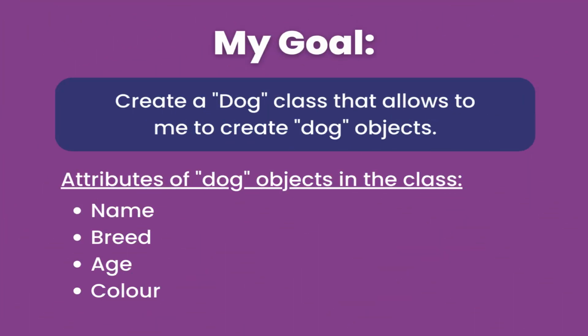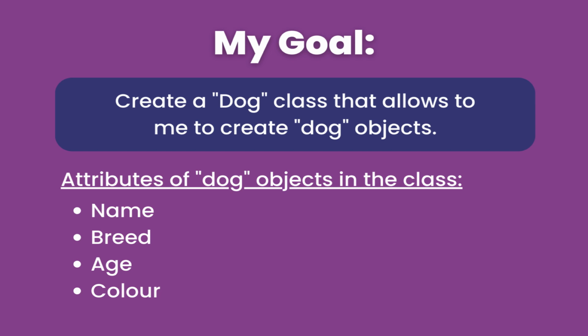Now let's say that I wanted to create a class that serves as a blueprint for creating an object that is a dog. I want to assign every dog object that I create specific attributes that are the name of the dog, the breed of the dog, the age of the dog, and the color of the dog. So I will design my class to allow these attributes to be stored.